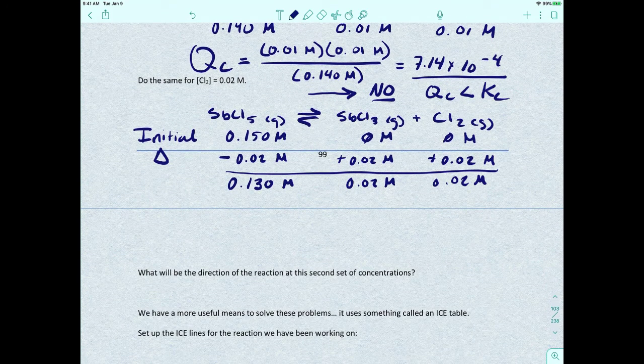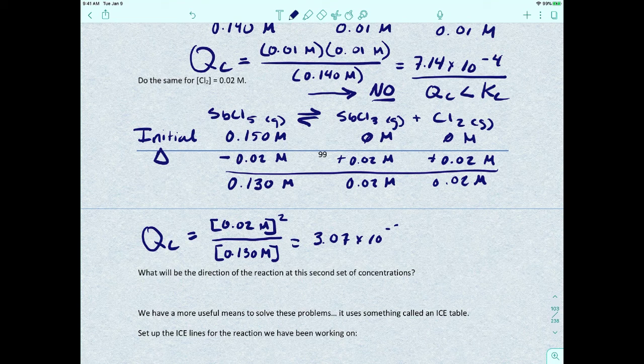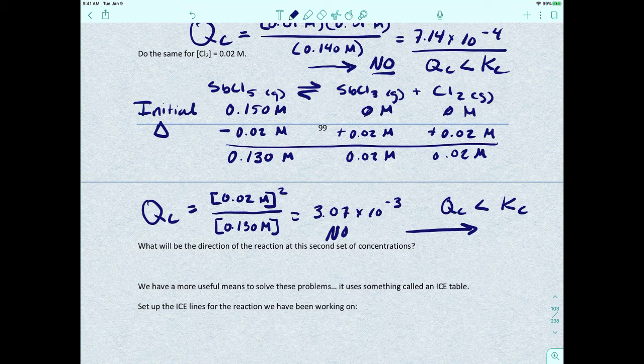So if we were to put that into our reaction quotient this time, we would have 0.02 molar for the concentration of SbCl3. Now, since the concentration of Cl2 is the same as the concentration of SbCl3, I'm just going to use a shortcut and write squared, divided by the concentration of SbCl5, which is 0.130 molar, and the reaction quotient comes out to be 3.07 times 10 to the minus 3. So we're still not at equilibrium. Because Qc is still smaller than Kc, we know that the reaction is still proceeding to products. So what direction will the reaction be going at this second step? We know it's going towards products.